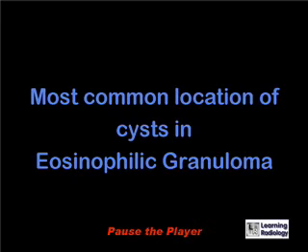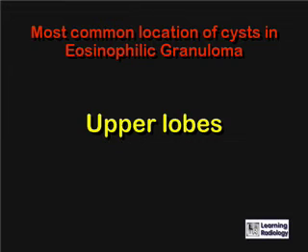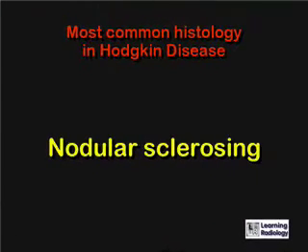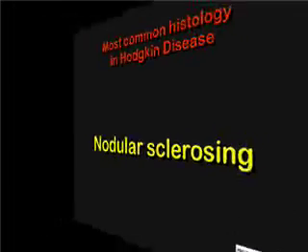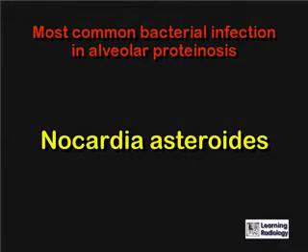What is the most common location of cysts in eosinophilic granuloma? The upper lobes of the lungs. What is the most common histology in Hodgkin's disease of the lung and mediastinum? Nodular sclerosing Hodgkin disease. What is the most common bacterial infection to occur in alveolar proteinosis? Nocardia asteroides.